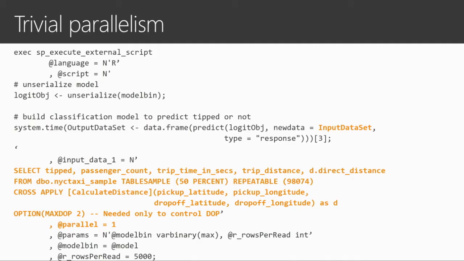Now looking at the code again, down there you can see the parallel parameter. Set that to 1, make sure that your query is running with a parallel query plan, and you can execute your predictions like this. Now Jussi is going to show you a demo of actually streaming and trivial parallelism at the same time.